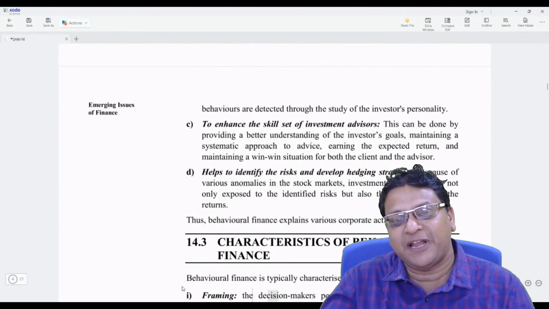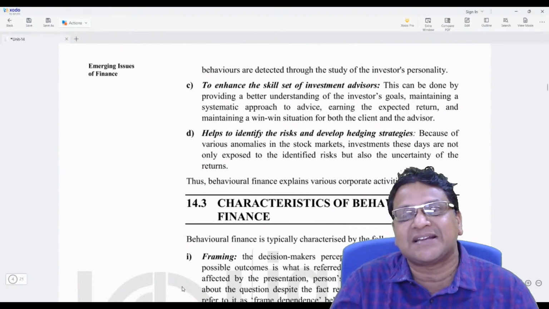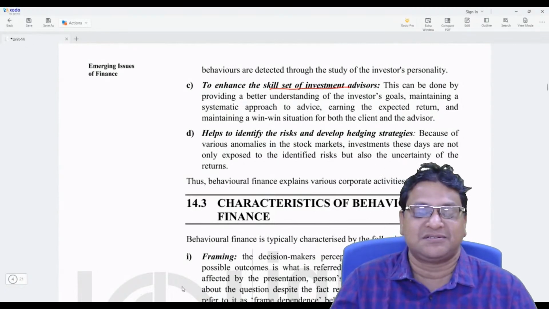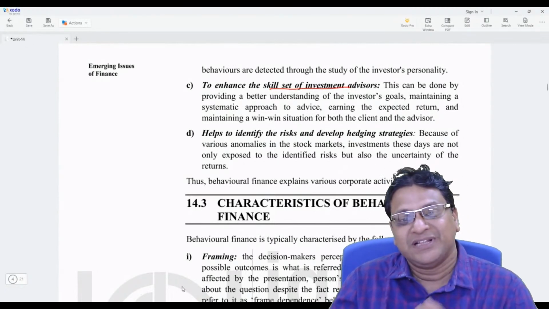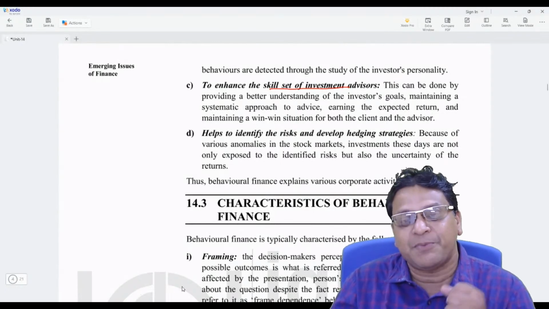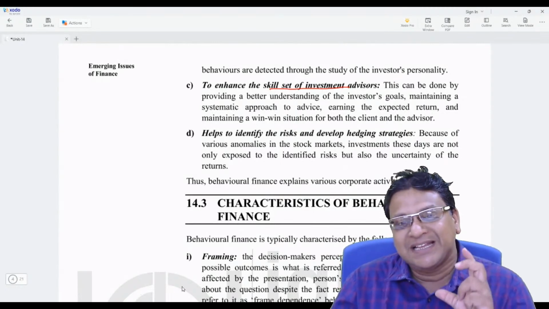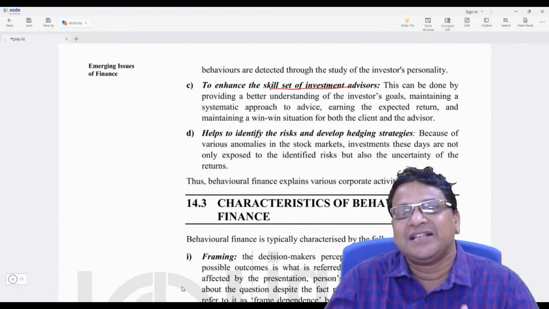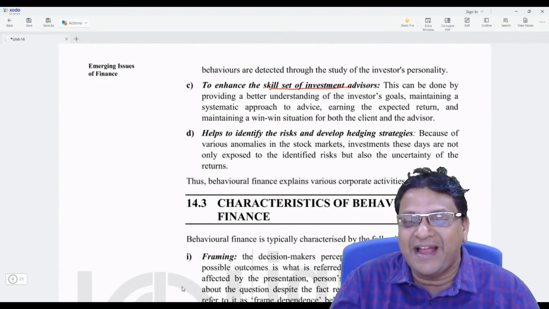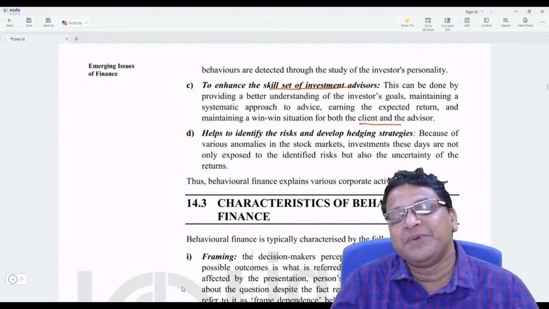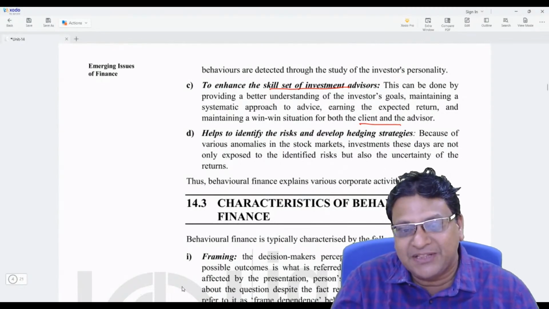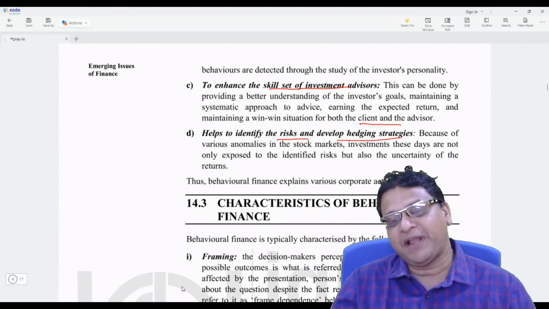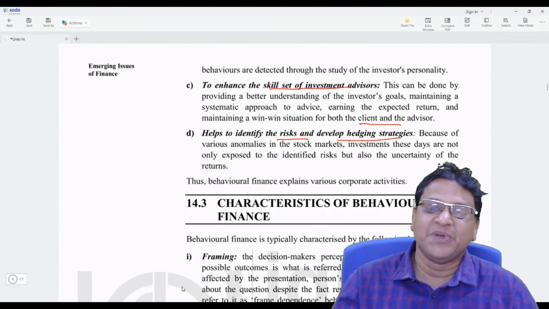Next, we will discuss behavioral finance to enhance the skill set of investment advisors. There are many investment advisors. There are many portfolio managers. They give advice for investment. So behavioral finance gives a set of tools to them on how they can enhance their skill of advice to their clients based on behavioral finance. It helps to identify the risk and develop hedging strategies in the context of behavioral finance. So we are discussing behavioral finance.